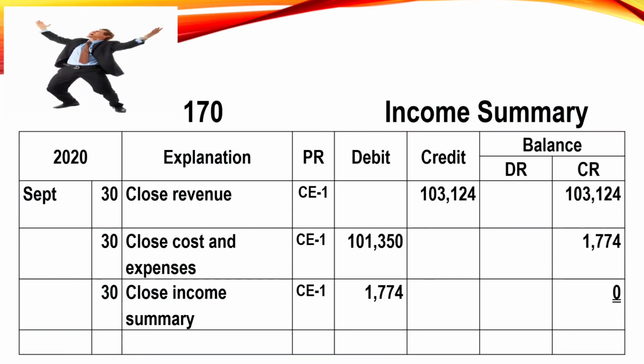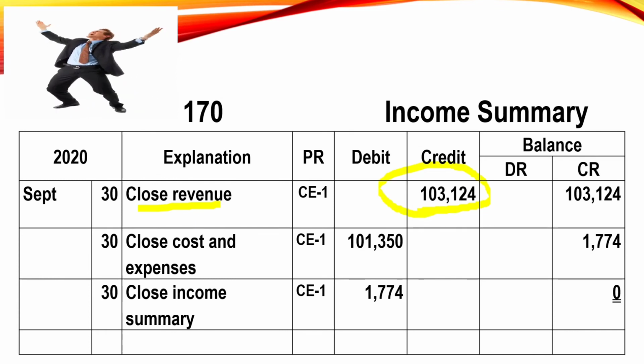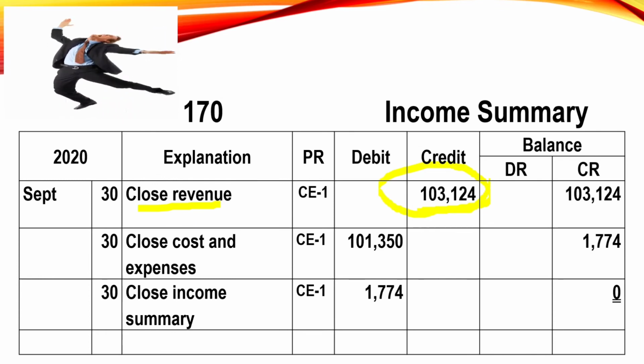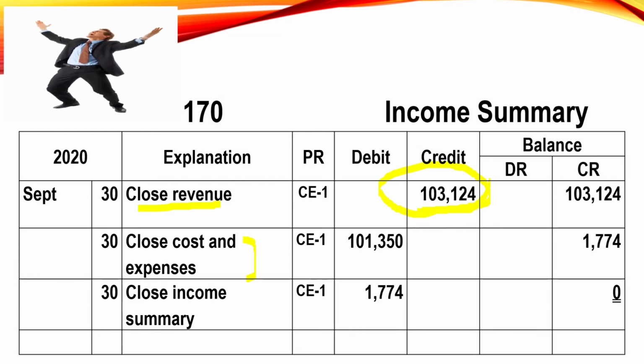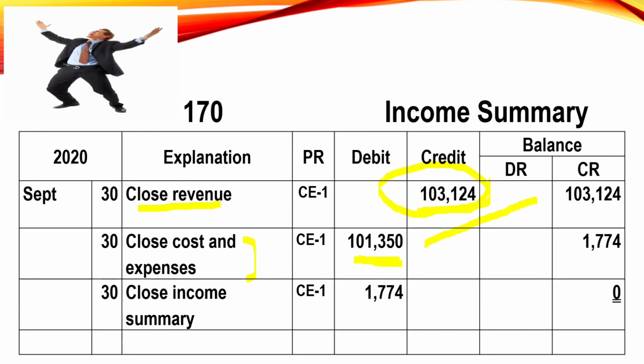Okay, so this is how we got the income summary. So, our closing revenue, we have here 103,124. So, it's a credit, from the previous slide. The cost and expenses, 101,350. Yes, from the previous slide. So, what we will do is 103,124 minus 101,350, a total of 1,774. So, as I've said, the rule of the income summary is that it is the locker.